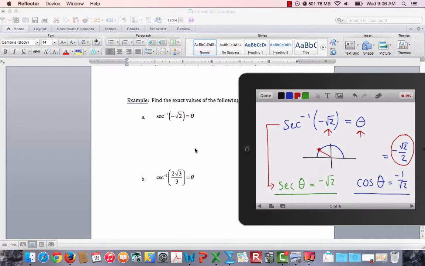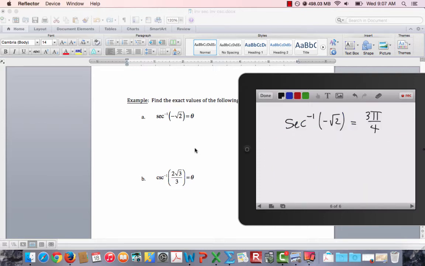So who is this angle that we're talking about? Well, it's a pi over 4 reference angle, but if it occurs in the second quadrant, this angle is going to be 3 pi over 4. If you're asked for your angle in radians, then 3 pi over 4 would be your answer. However, you could also be asked to express this answer in degrees, in which case you would want to say 135 degrees.